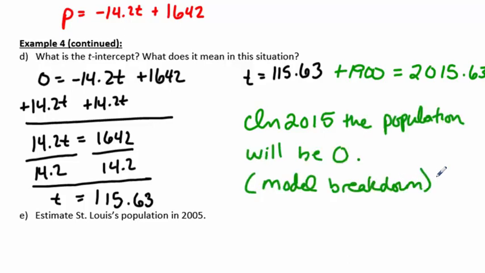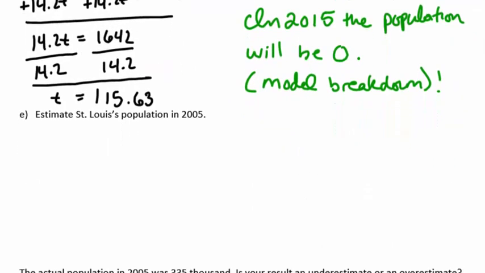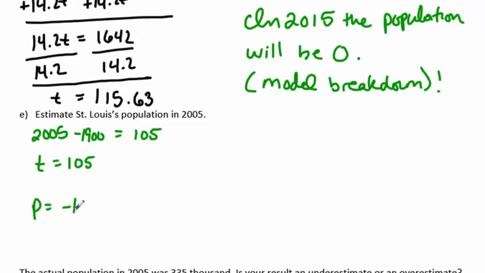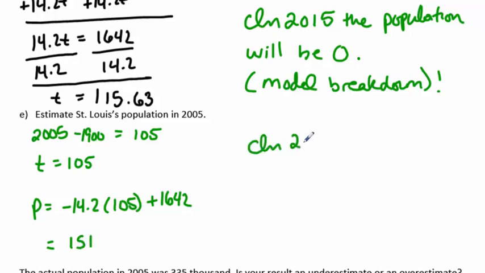Anytime you get a prediction that doesn't make sense, you should mention that fact by saying that there's probably a model breakdown happening here. Estimate St. Louis's population in 2005. Okay, so in 2005, that would be how many years since 1900? 105 years. So our t value is 105. We're going to plug that into our equation. So our equation is p equals negative 14.2 times 105 plus 1,642. You can do that all in your calculator and you'll come up with the value 151. So in 2005, we estimated the population is 151,000.